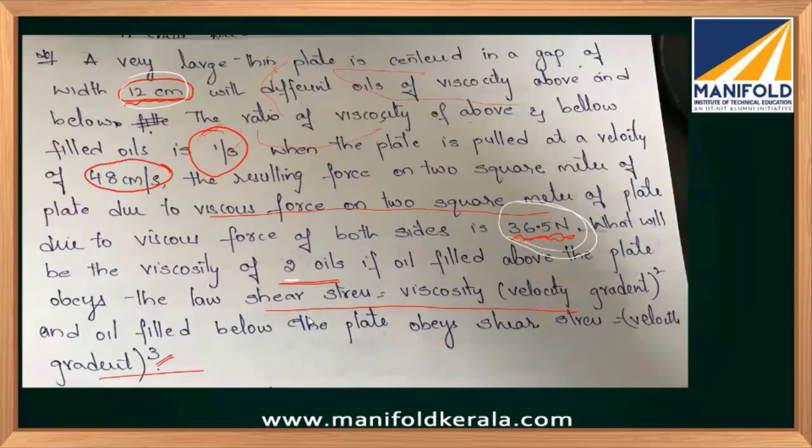What is to be done with the problem? He is finally asking you to find the viscosities mu1 and mu2. Please check the velocity. When the plate is pulled with a velocity of 48 centimeter per second. See, this is the velocity, 48 centimeters. Hope you found the velocity there: 48 centimeter per second.